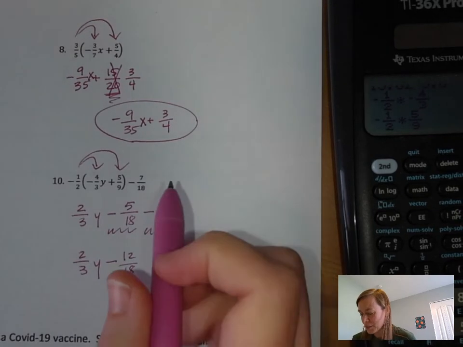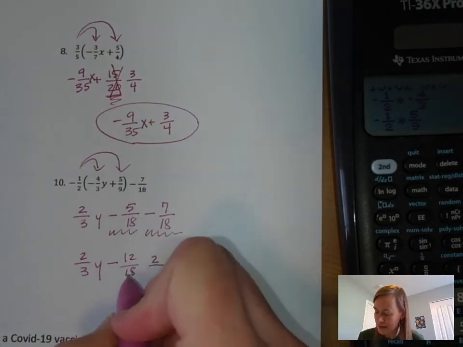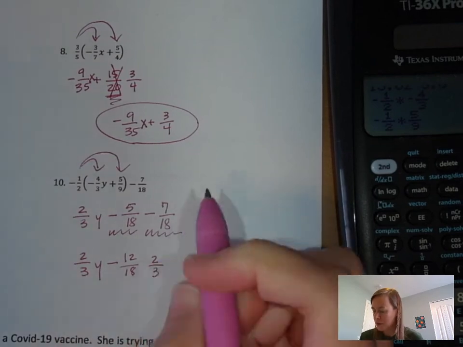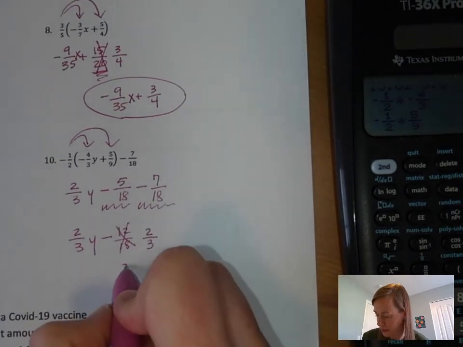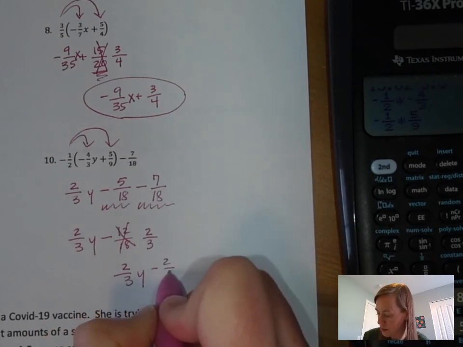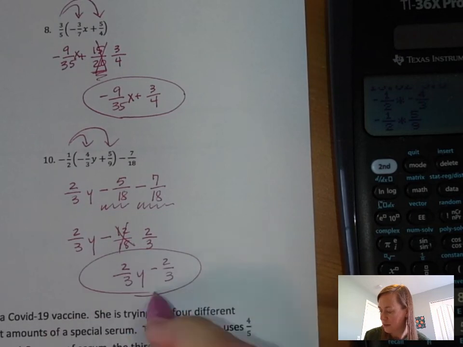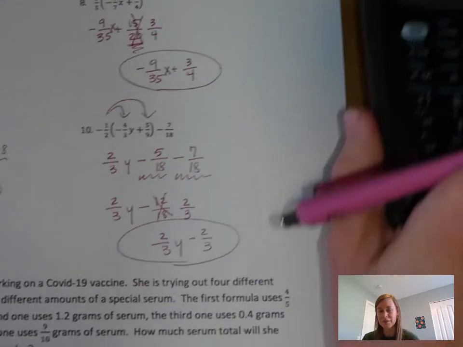Both of these numbers are divisible by 6, so 12 divided by 6 is 2, and 18 divided by 6 is 3. So it looks like that's going to simplify to 2/3. Let's write it one more time just to make sure it's nice and neat and clear. 2/3 y minus 2/3. And now you are complete and done and just have one problem left.